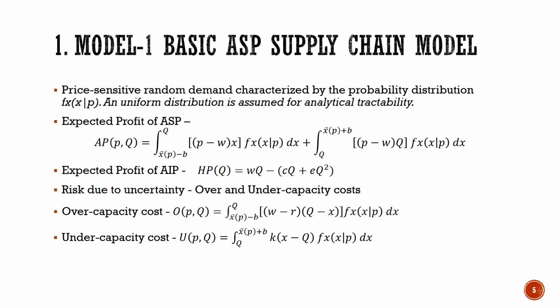Because of the random nature of the market demand, costs associated with ordering too much capacity, which is called overall over capacity cost, and ordering too little, which is called under capacity cost, will arise. We define the expected over capacity and under capacity as follows. So these are considered as a risk due to uncertainty. In these formulas, R is considered as a salvage value of unused capacity, and K is considered as a cost of lost sale due to insufficient quantity.